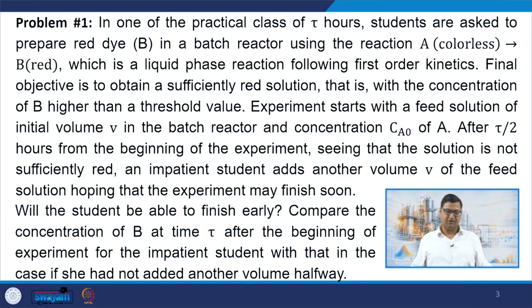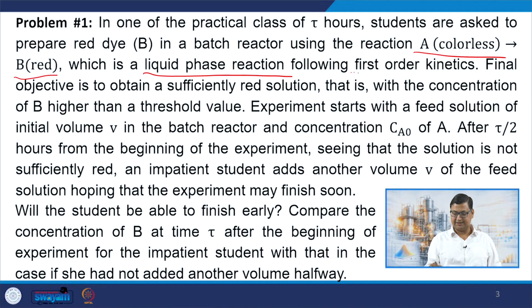In one of the practical classes of certain hours, let's say tau hours, students are asked to prepare red dye in a batch reactor using the reaction A to B, where A is a colorless reactant that gives rise to a product B, that is red, which is a liquid phase reaction following first order kinetics. Now, the final objective in this case is to obtain a sufficiently red solution, and that will happen when the concentration of B, the red product, is higher than a threshold value.